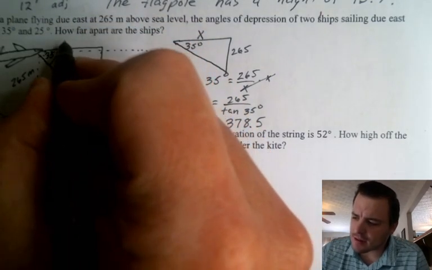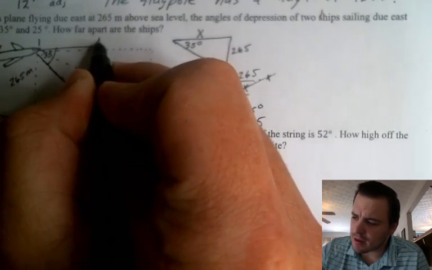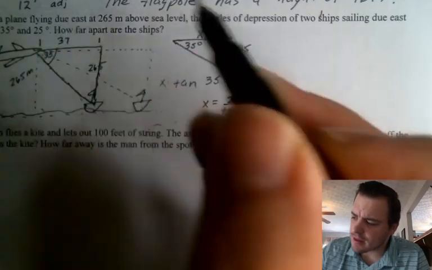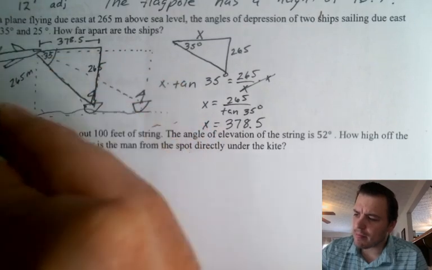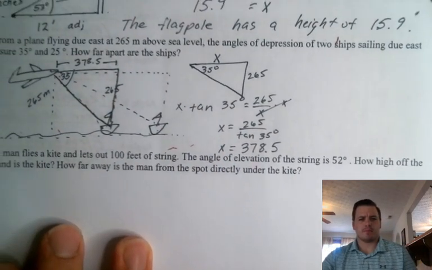So this distance right here, from here to here, is 378.5. All right.